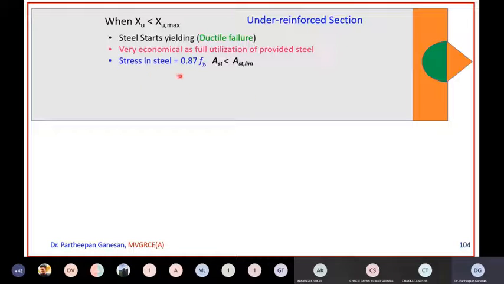And the stress in the steel is 0.87 Fy and the area of steel is less than AST limit. This AST is less than AST limit. XU is less than XU limit. Strain in the concrete is less than 0.0035. Not always, only at the time of yield. Okay, at the time of yield of steel, strain in the concrete is less than 0.0035. It gives sufficient warning before failure because of the ductile failure. We are going to see one video of how it gives warning before failure.